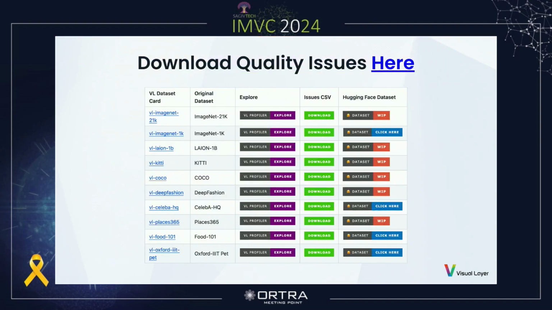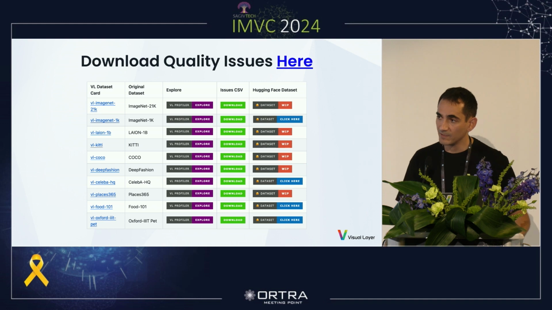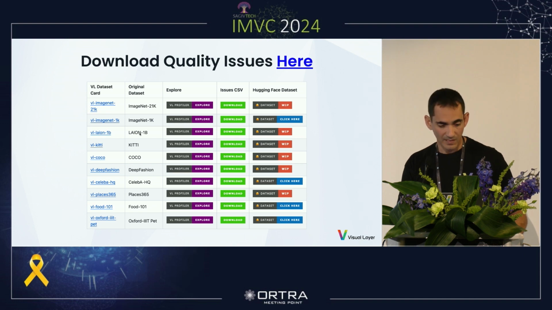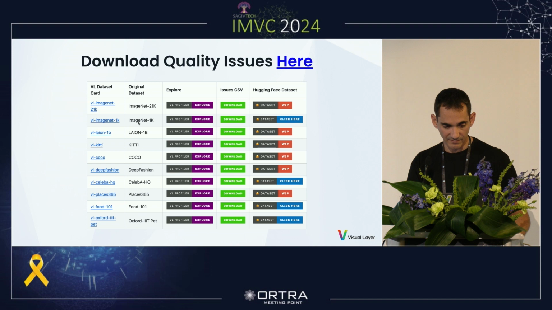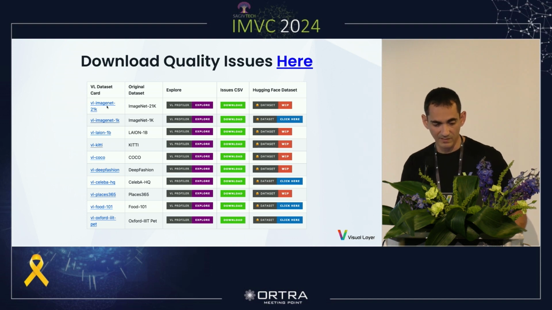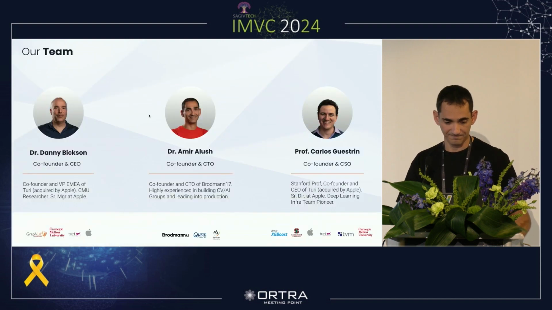Now, all of these quality issues in the public dataset are freely available. You can all just go and download them. We also did release LAION 1 billion. The entire dataset is completely curated, with all the quality issues inside. Is anyone here interested in generative AI algorithms, ImageNet 21K, and others?